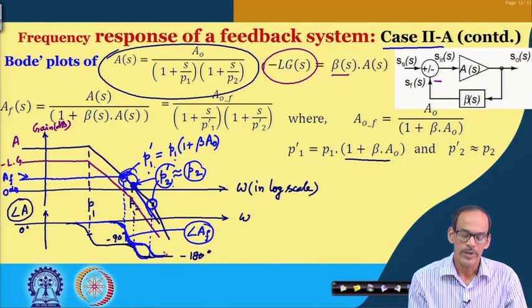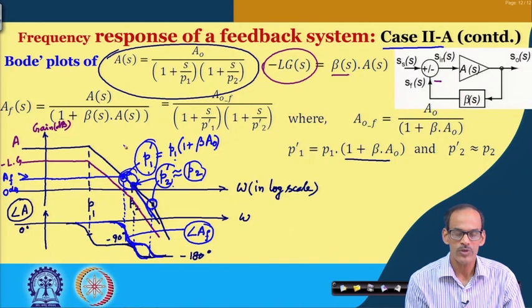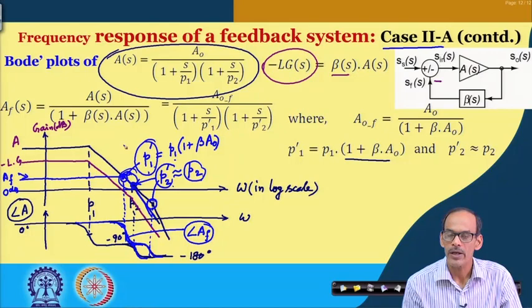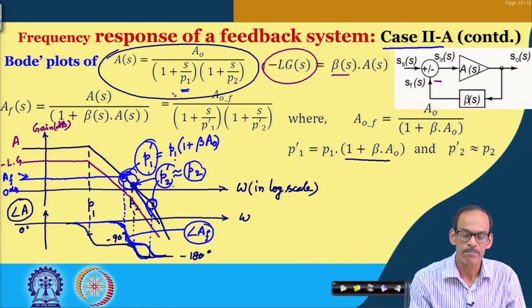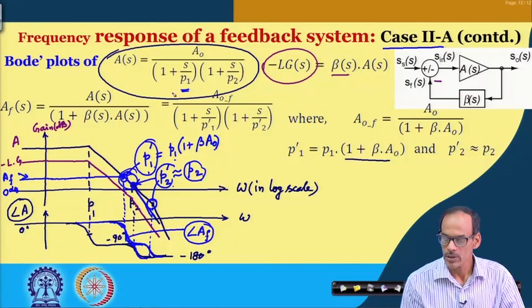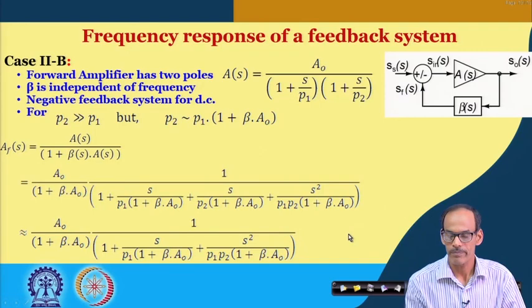Now, if this P2 is in the near vicinity of P1 dashed, then what will happen? That is what we need to investigate in our next discussion. And we consider that case, it is case 2b. There also we consider two poles for A, but the condition is different. So let me clear the board and let me go to that case. Yeah. So here we do have that situation.